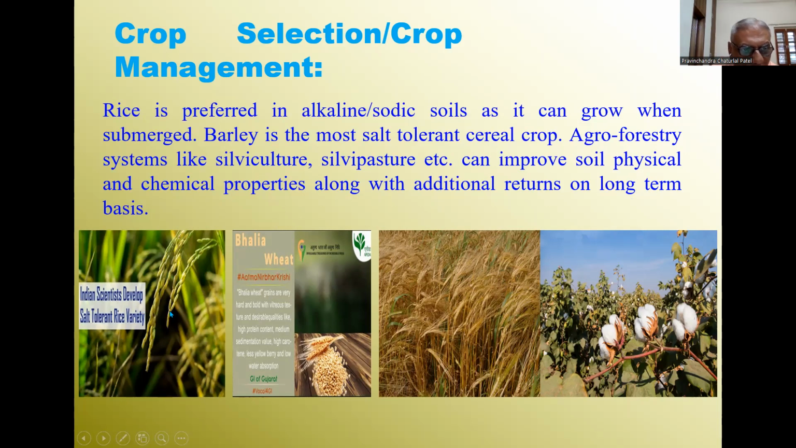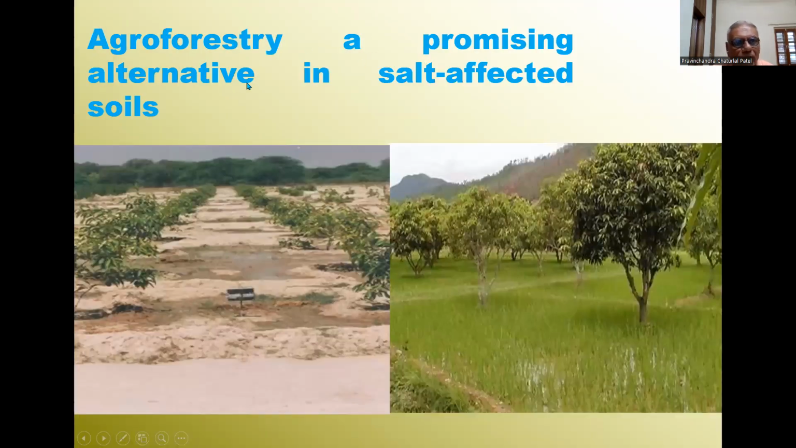So here you can see the salt tolerant rice variety we can grow. Then Bhalia wheat, it is grown in the Bhal area of Gujarat, and it is exported. The quality is excellent. Then barley, then cotton crop grown in the Saurashtra area of Gujarat. So agroforestry is a promising alternative in salt affected soil. So you can see here the crops, rice crop and agroforestry.